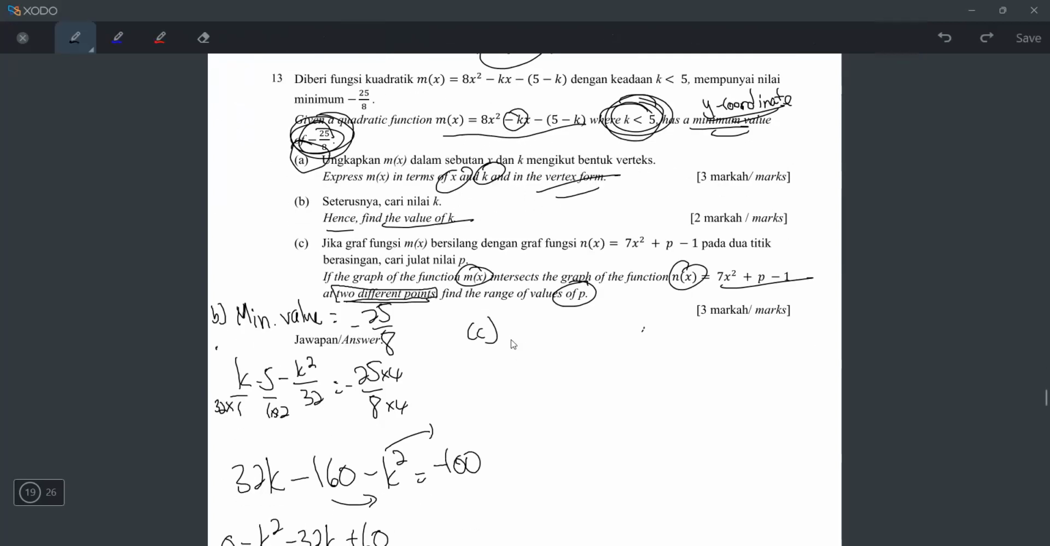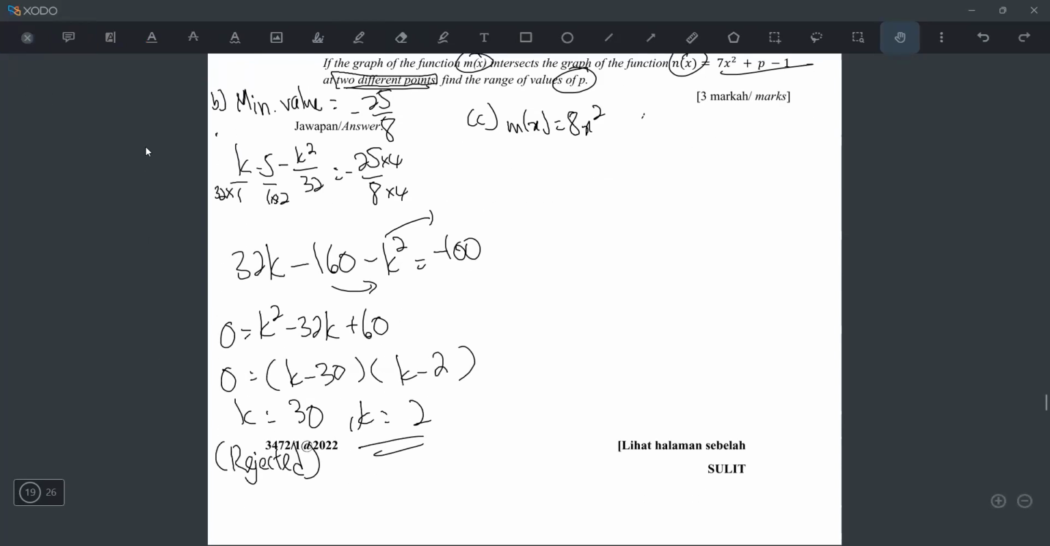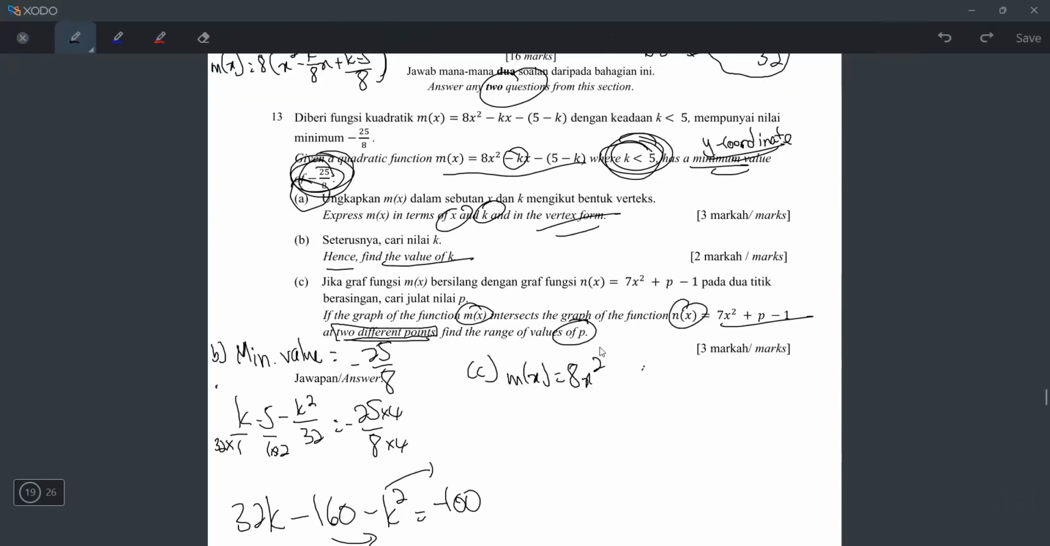So let's write down this equation. Mx equals to what? 8x squared minus kx. But we already know k is what? Is 2, right? So minus 2x. So 8x squared minus 2x. And then minus 5 minus k, and 5 minus k is 5 minus 2, so 3. And then I already know I have to do simultaneous this equation and this equation, right? So why not I straight away write 8x squared minus 2x minus 3 equals to 7x squared plus p minus 1. Because mx is like y, nx is like y. So y equals to y. And then I write like this.